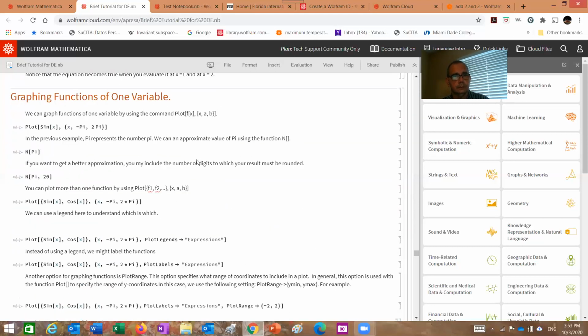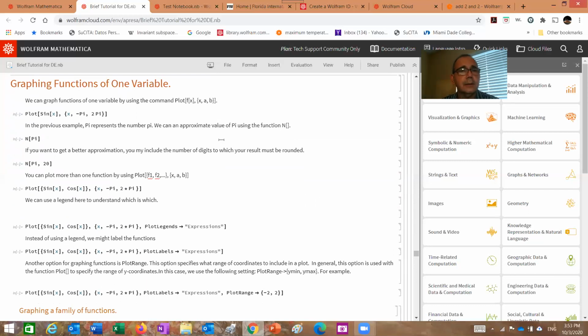Now, graphing functions of one variable. This is another important part that we need in differential equations, to be able to graph functions of one variable or implicit functions. Also, we're going to see both here, both topics. So here, how can we remember that I have told you before, this has appeared before, that the command to graph a function of one variable can be expressed in this way.